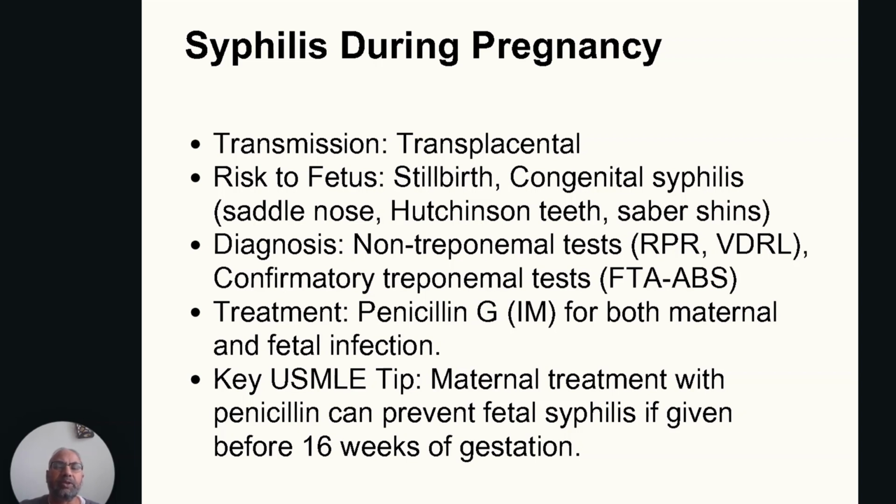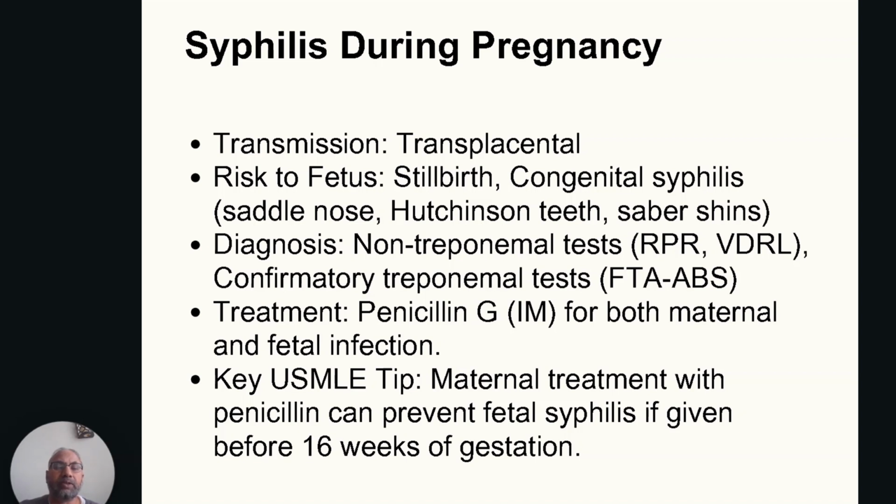Treatment is through penicillin G, which is given intramuscularly for both maternal and fetal infections. So penicillin G is the treatment of choice for syphilis. You need to remember that very importantly, and it has to be given for both the mother and the fetus.